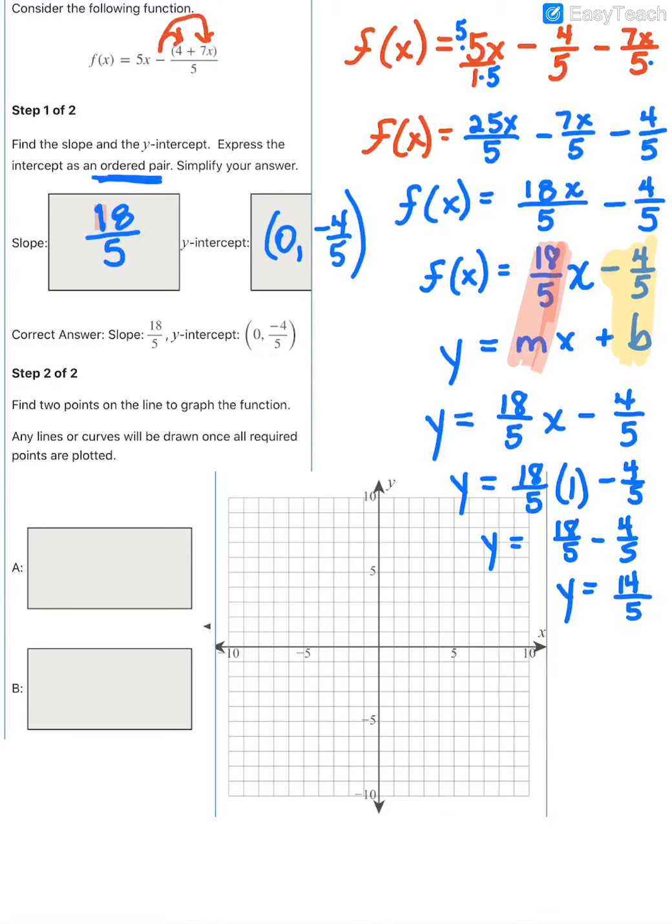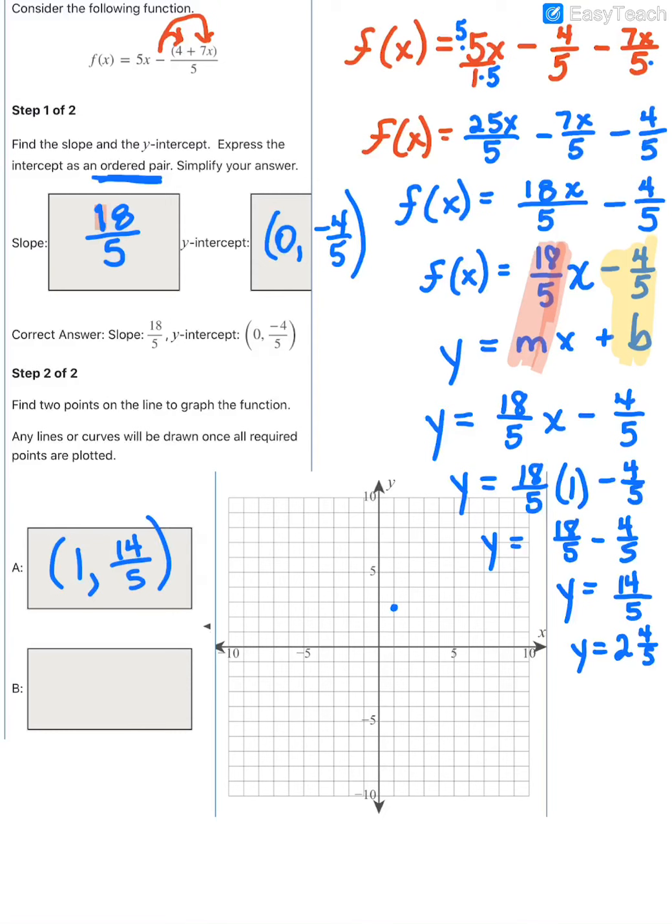Now, they don't want you to change it to a decimal, but it does help in order to graph it. So if I divide that, 5 goes into 14 twice and leaves me with a remainder of 4. So 2 4/5. So when x is 1, my y is approximately 2 4/5. Now, they're going to want you to write it like this. They don't want you to change it to that mixed fraction, or 2.8 if you changed it to a decimal. They want you to write it like that.